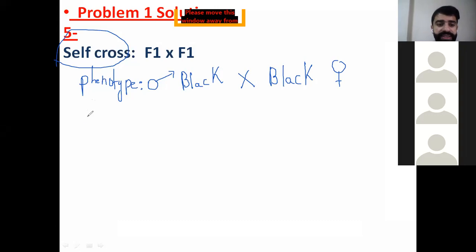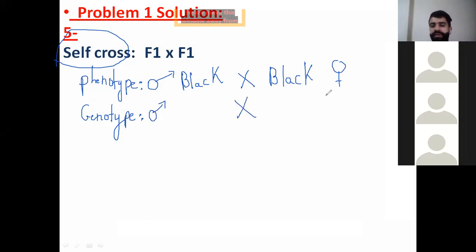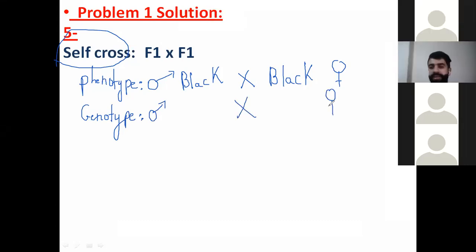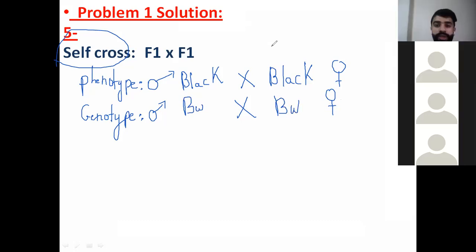Phenotype, then the second step is going to be genotype. Who can tell me what is the genotype of the F1, the male and the female? What is the genotype? Yes, raise your hands. Yes, Colin. It's going to be BW, capital B, small w. Very good. Thank you, Colin. It's going to be BW and BW. So here, the genotype. Then we move to the gametes.